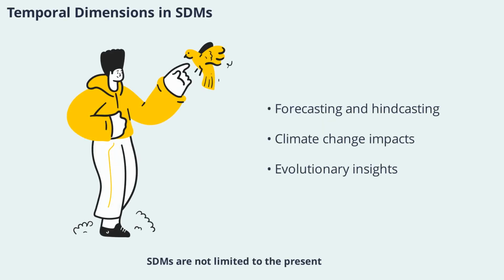SDMs are not limited to the present. Many studies now incorporate temporal change, using models to forecast future distributions under climate change or to reconstruct past distributions from historical data. Time can be included as a predictor, or models can be used to hindcast or forecast distributions. These applications are especially important for understanding the impacts of disturbances, speciation, and evolutionary processes.